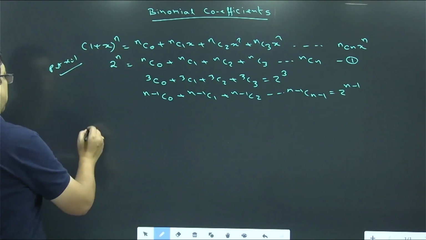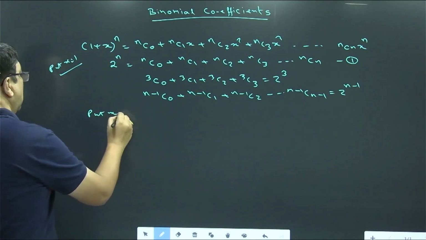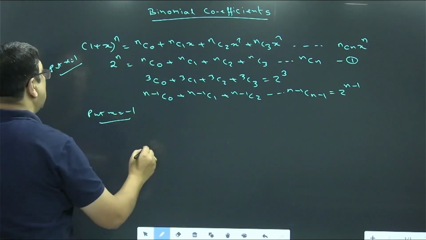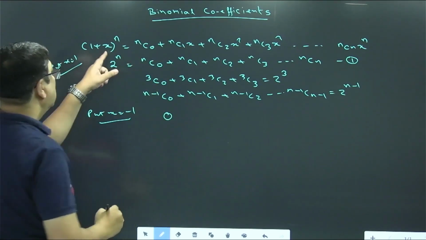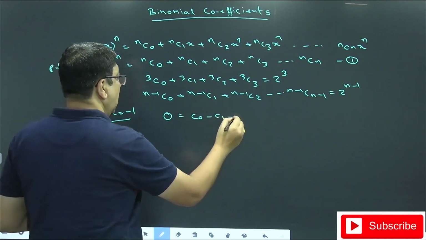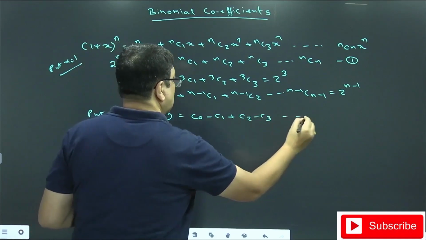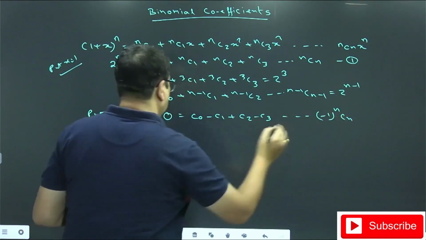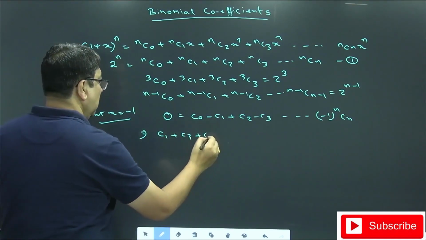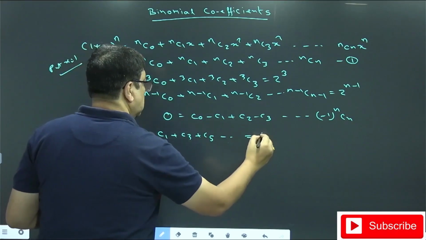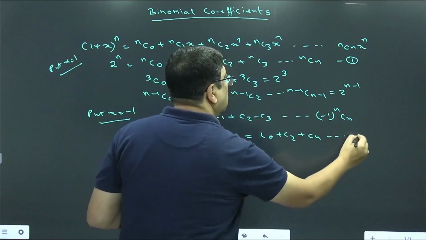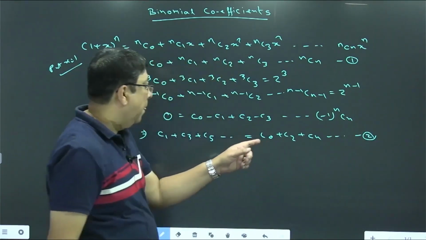Now put x equal to -1 in (1 + x)^n. We are getting 0, since 1 minus 1 is 0, equal to C0 - C1 + C2 - C3 + ... + (-1)^n Cn. If we take the negative part to the left hand side, C1 + C3 + C5 equal to C0 + C2 + C4. Let us consider this to be number 2.